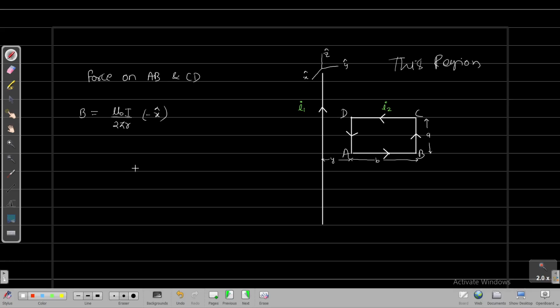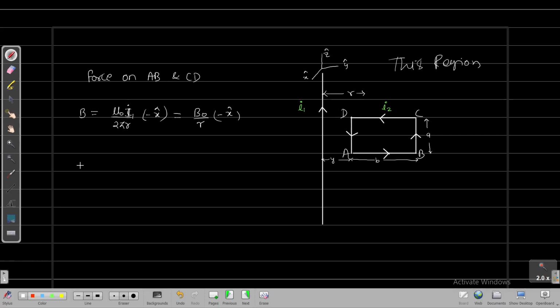Now let me say B naught. So this I know is I1. Let me say it is B naught over R, minus x cap, and R, let me say, is the distance, any distance.